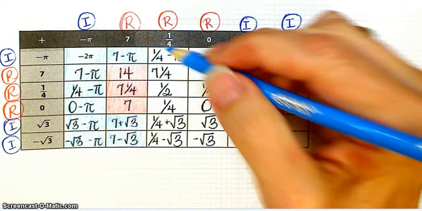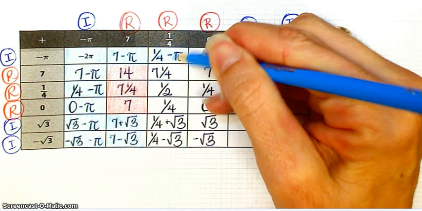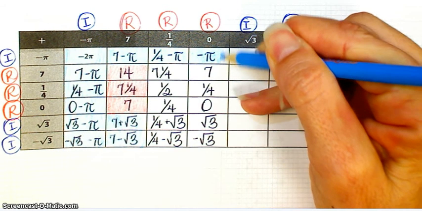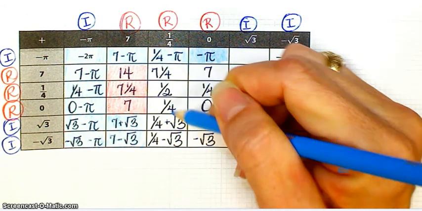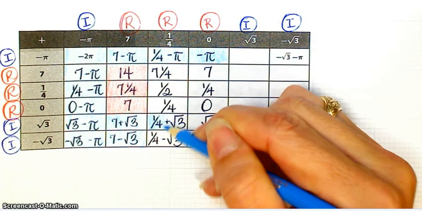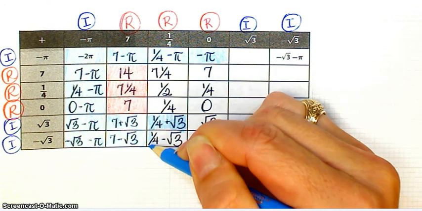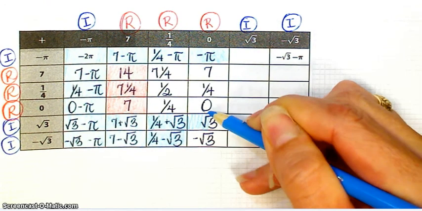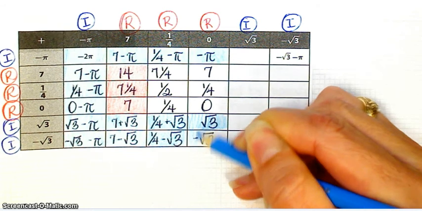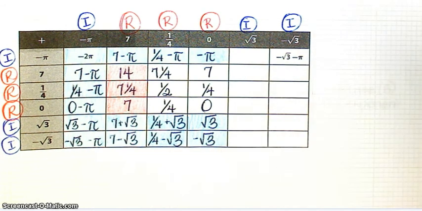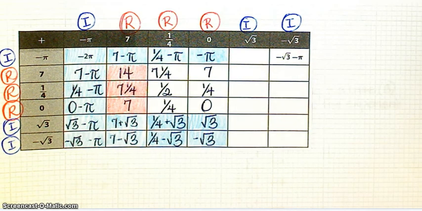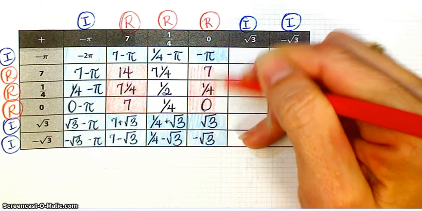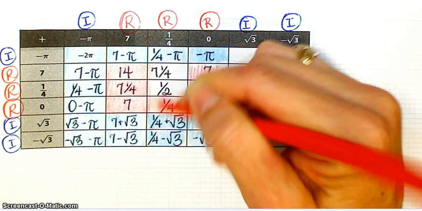Okay, next two columns. This one involves pi. It's going to be irrational. I can't represent that sum as a ratio of two integers. That one's also irrational. Down here, 1/4 plus the square root of 3. I can't represent as a ratio of two integers. 1/4 minus square root of 3, same thing. All of these guys are irrational. I cannot represent them as a ratio of two integers. However, all of these that I'm shading in red, those are rational numbers.